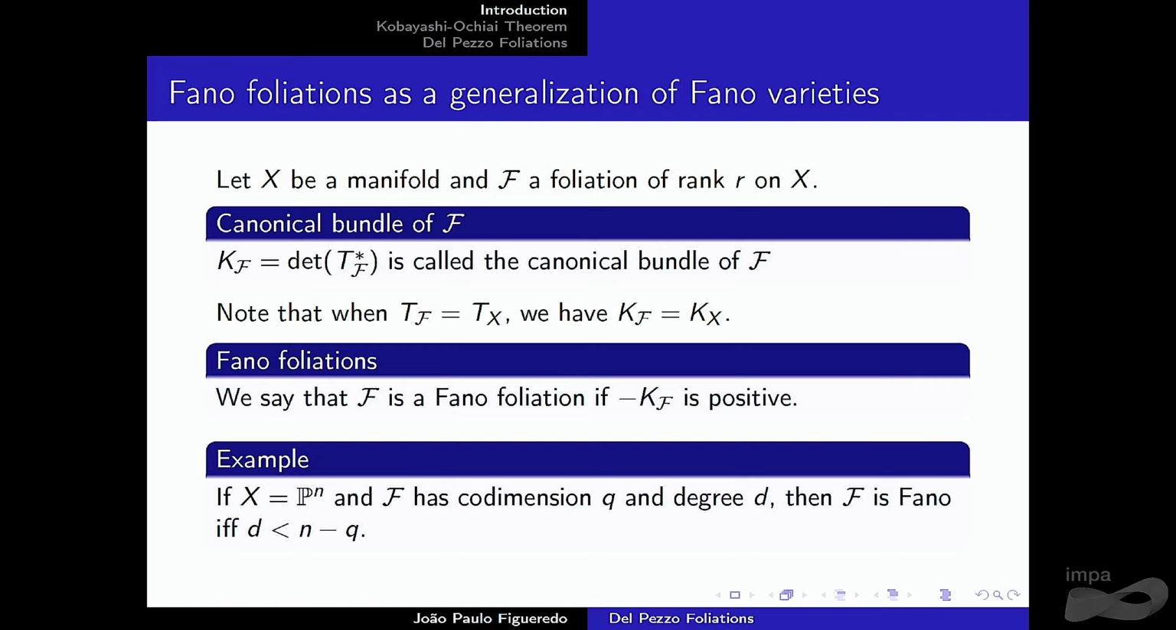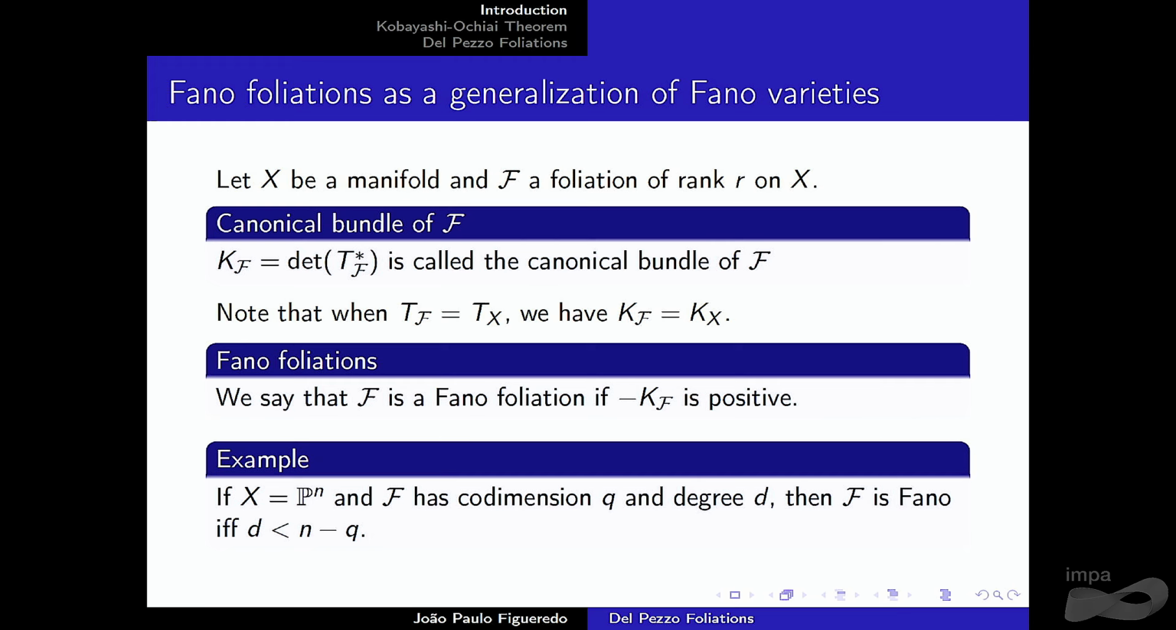And you see, if we take the foliation with one leaf, which is the whole variety, this is the case when the tangent bundle of the foliation is the tangent bundle of the variety. The canonical bundle of this foliation is the same as the canonical bundle of the variety. So this is why I say that a Fano foliation generalizes a Fano variety in this sense. All right? So a Fano foliation is simply a foliation whose anticanonical bundle is positive.